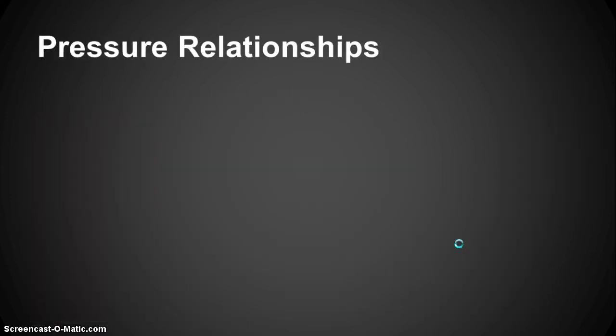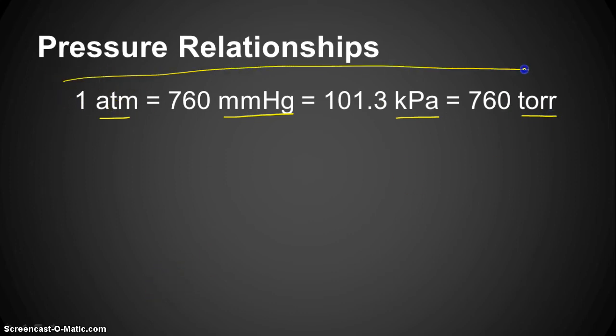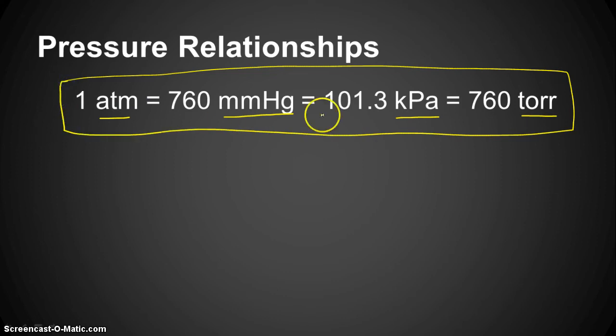The last thing that you need in order to deal with air pressure or gas pressure is you need to understand that we have different units that we measure air pressure in. The most common that we use in chemistry are the atmosphere, millimeters of mercury, this comes from that original barometer design, a unit called a kilopascal, and then also a unit called a torr. You need to know this equality statement in order to do conversions between different pressure units.